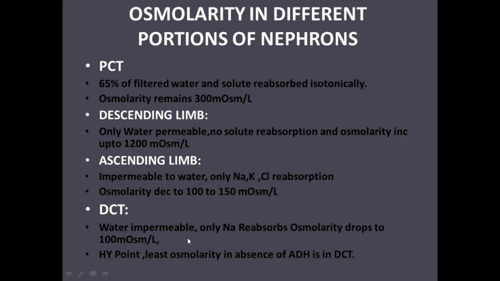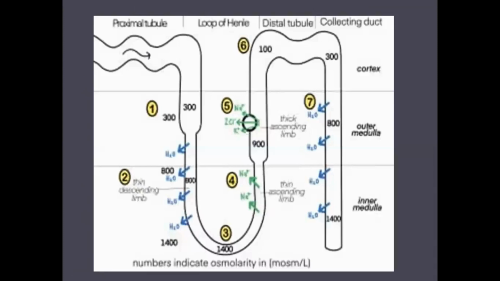High yield point, and it is even mentioned on the NBME that the least osmolarity in the absence of ADH is found in a segment they will not name for you. They will simply give you that diagram, with options like A, B, C, D, and E, and they will ask in which segment there is a decreased osmolarity. So always remember, whenever there is no ADH, the distal convoluted tubule has the least osmolarity in the nephron segments.